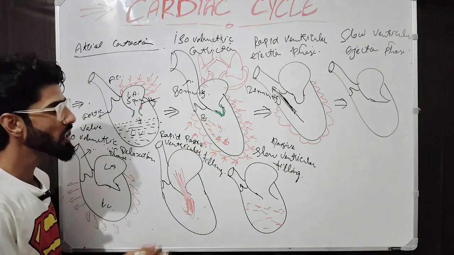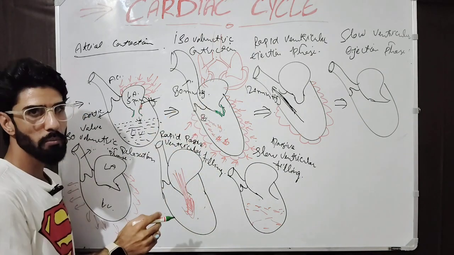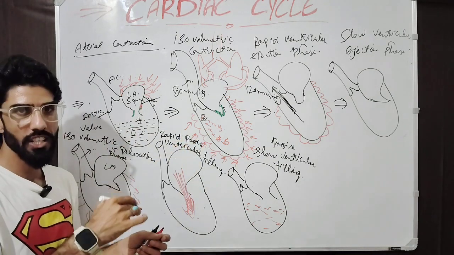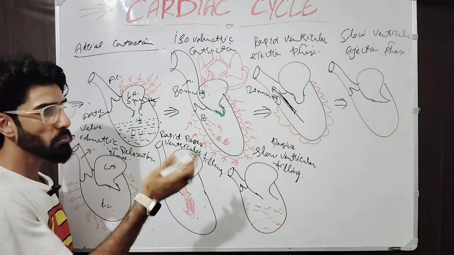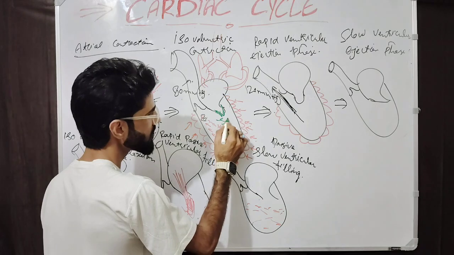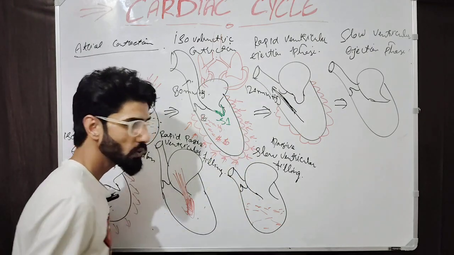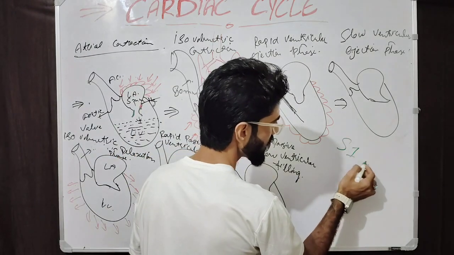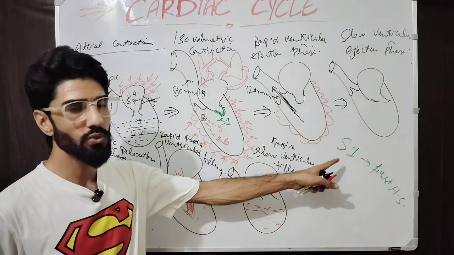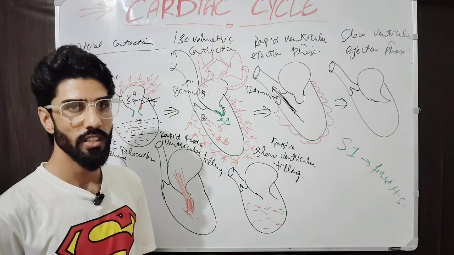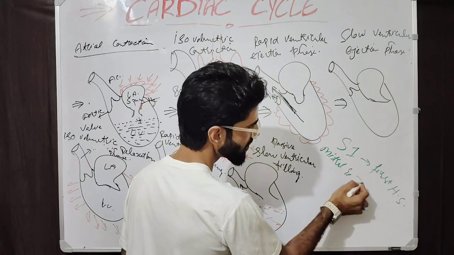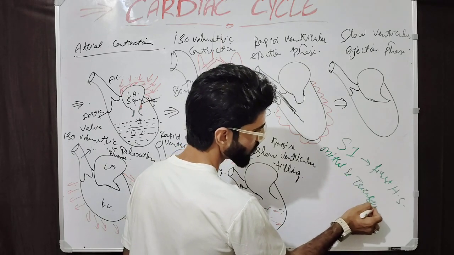So from the left side of the heart, the mitral valve will be closed just before the isovolumetric contraction, at the end of the atrial contraction. And from the right side of the heart, the tricuspid valve will be closed. So both tricuspid and mitral valve closure will lead to which heart sound? S1 heart sound, the first heart sound. The S1 heart sound is because of mitral closure and tricuspid closure.